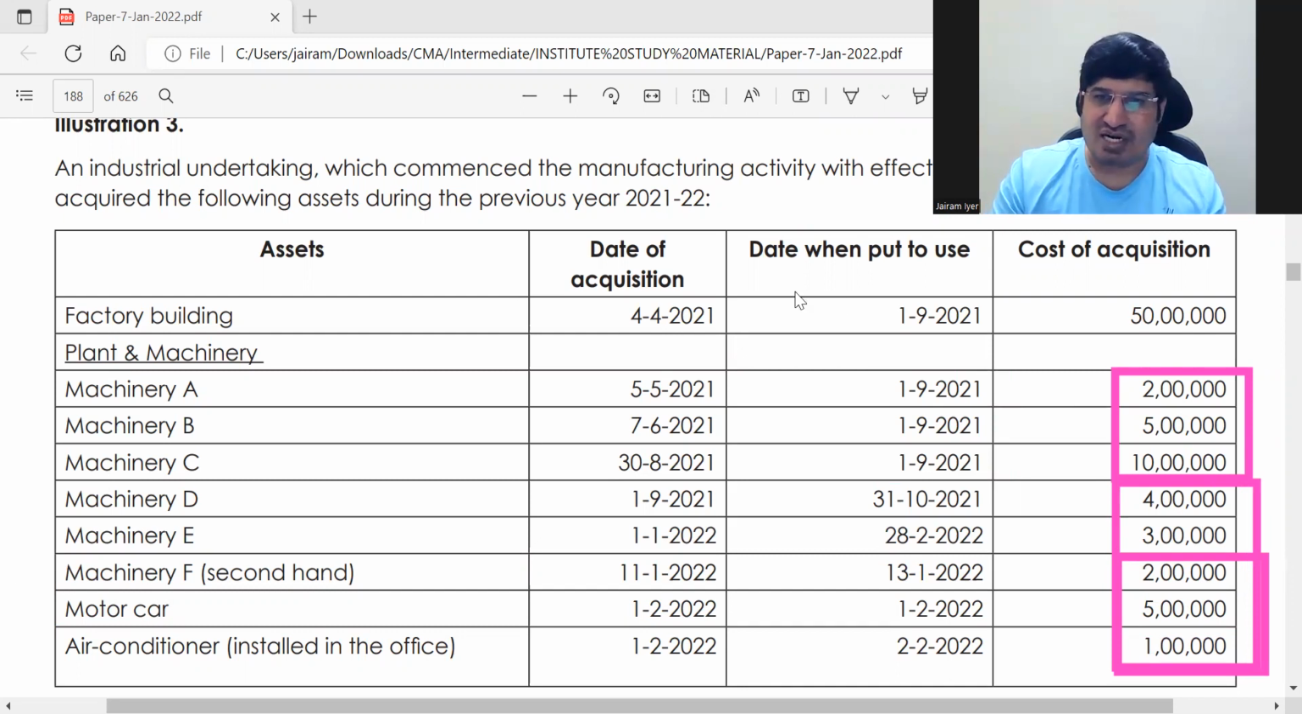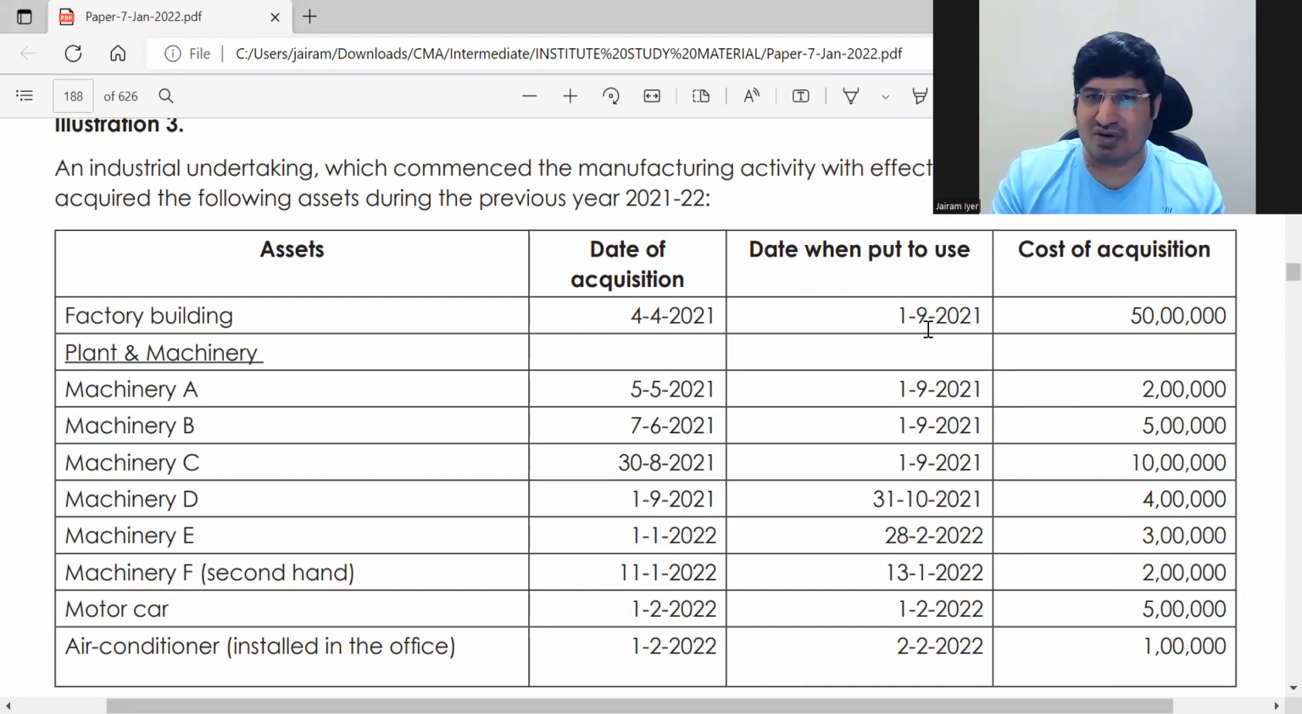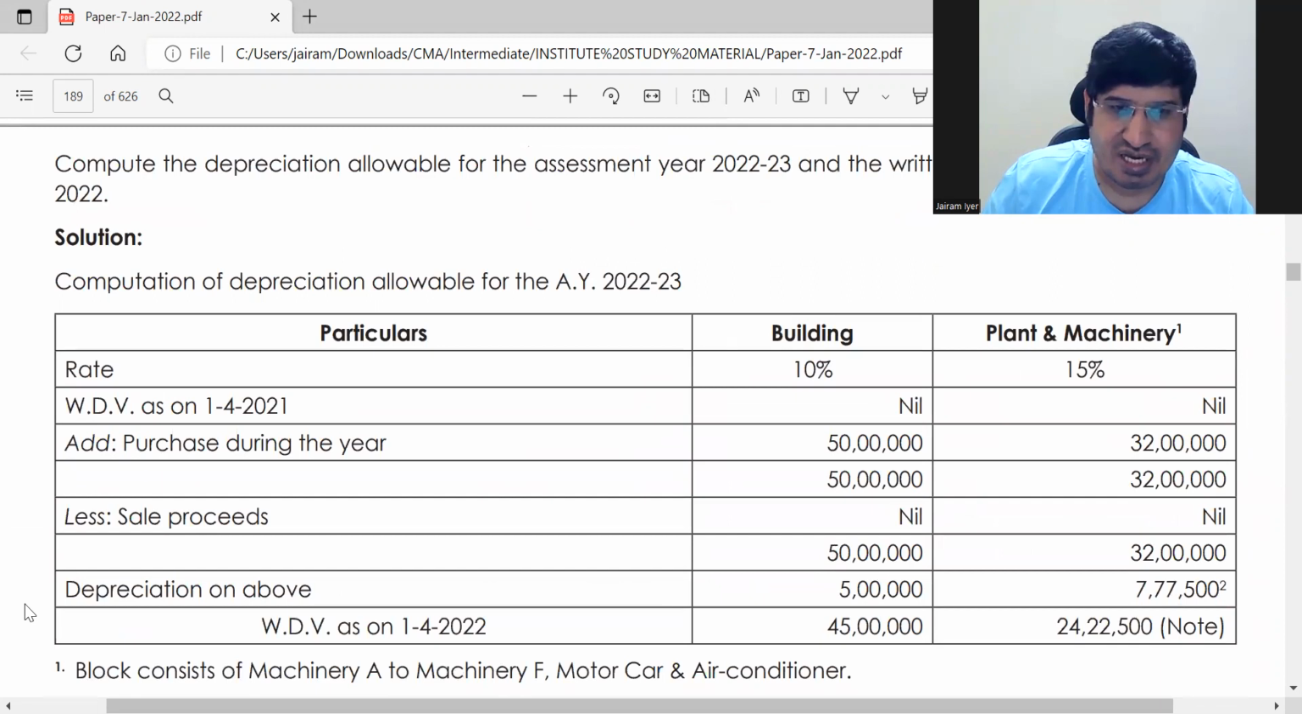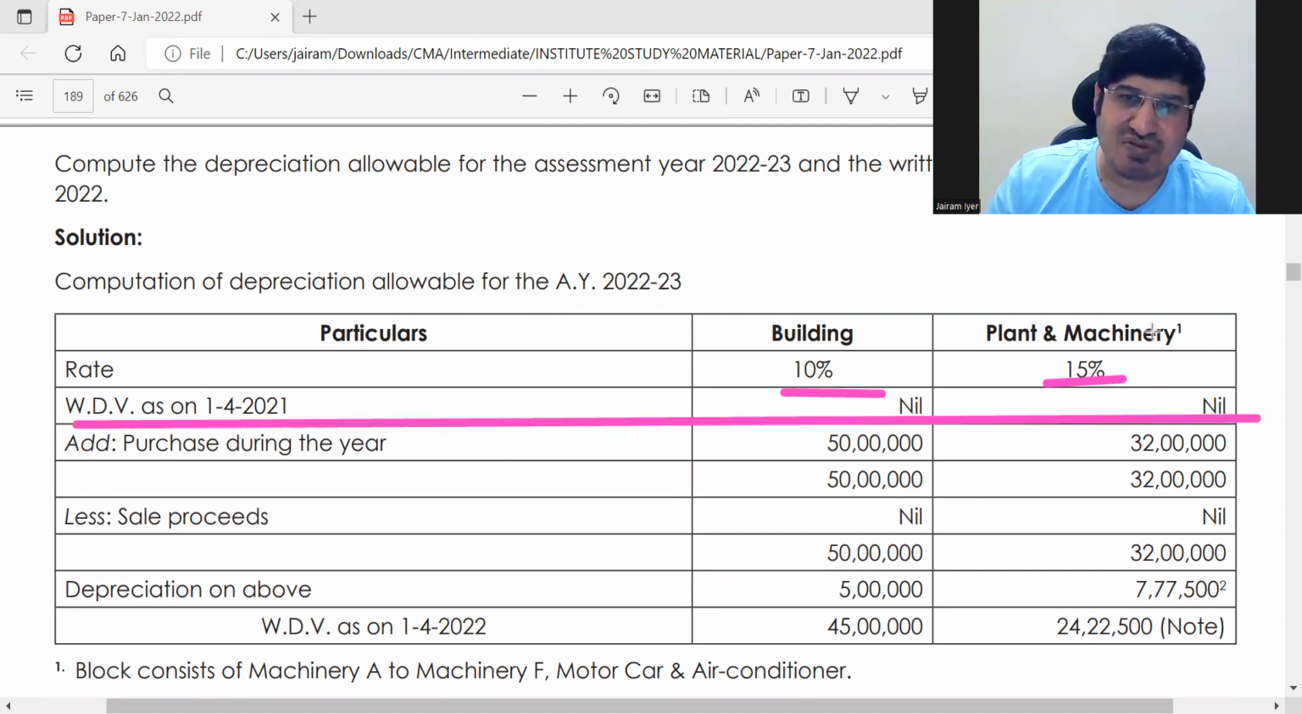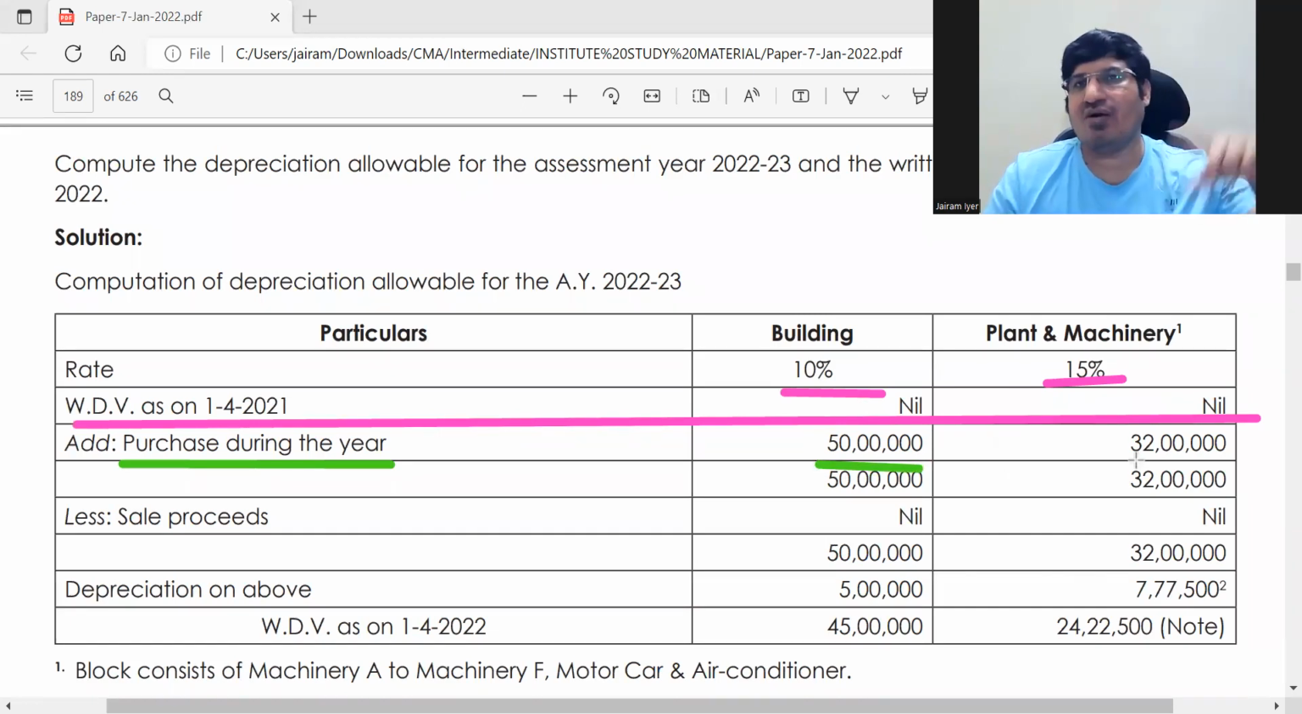ठीक है, ये चीज यहाँ पे हमको करना है. चलिए, let's see. And for factory building 50 lakhs, 10%. Okay, full depreciation. So this will be your format. Rate is 10% and 15%. Now because the factory was started after 1/4/2021, opening WDV will be nil here. Okay, because the factory was not there then. So this is your purchases. So what we will add for purchases? Now building is 50 lakhs, and for furniture you have to add all furniture.